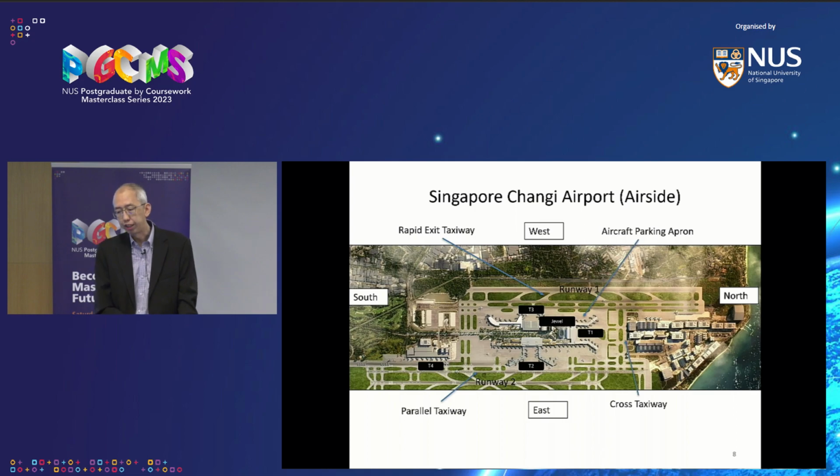Singapore Changi has 2 runways, so that gets us about 300 to 400,000 aircraft operations per year. So there are 2 runways, runway 1 and runway 2. And then runway 3 has just been completed, so it's at the bottom, just below runway 2. There's about 1,000 meters, 1,600 meters separation between the runways. And then you see the taxiways.